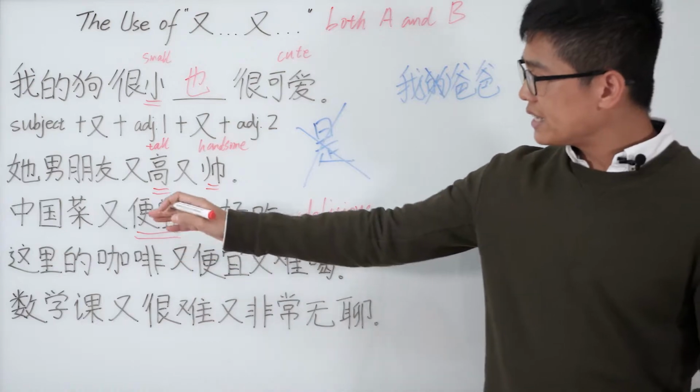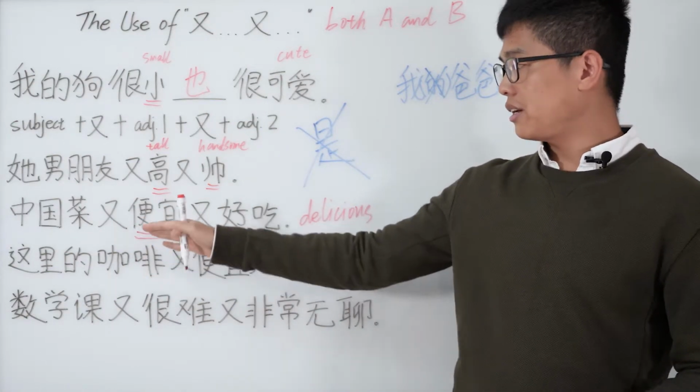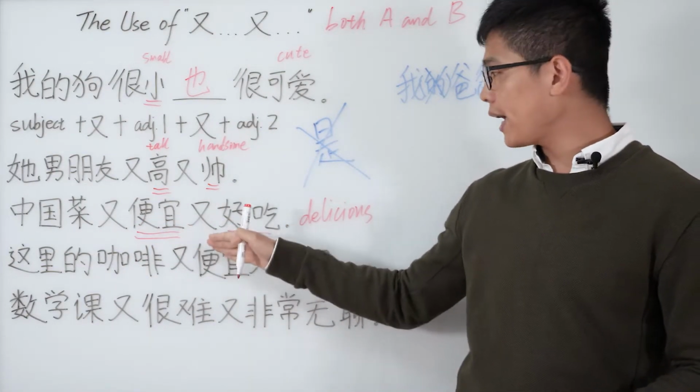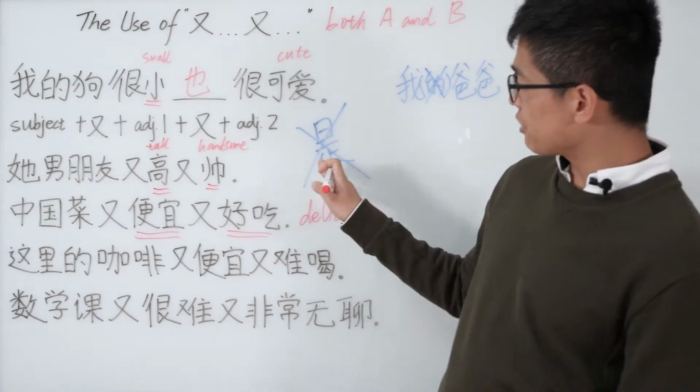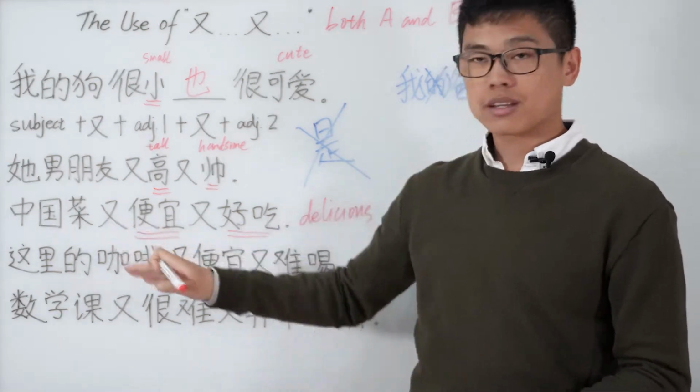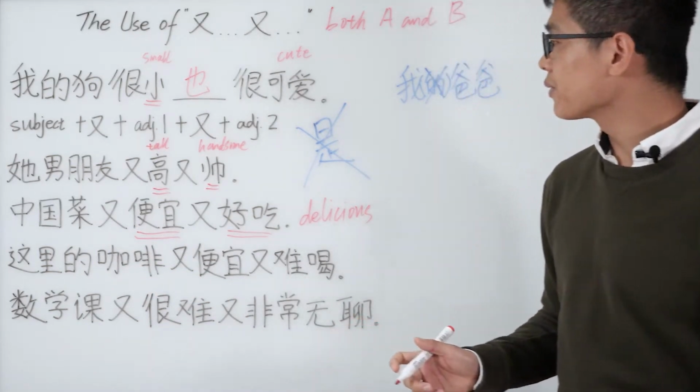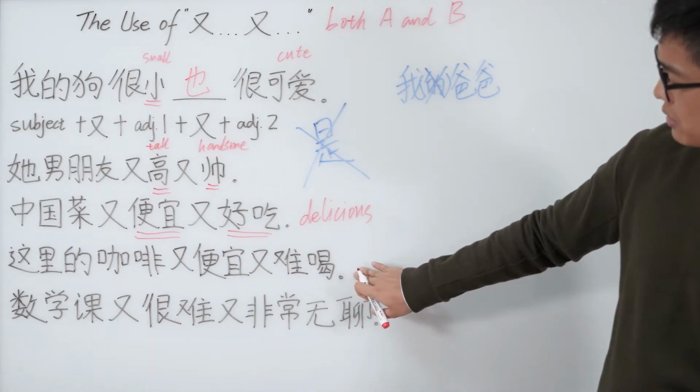Delicious. Chinese dish is both cheap and delicious. Okay? So notice that there's no 是 in the sentence, right? Okay, now here's another example.